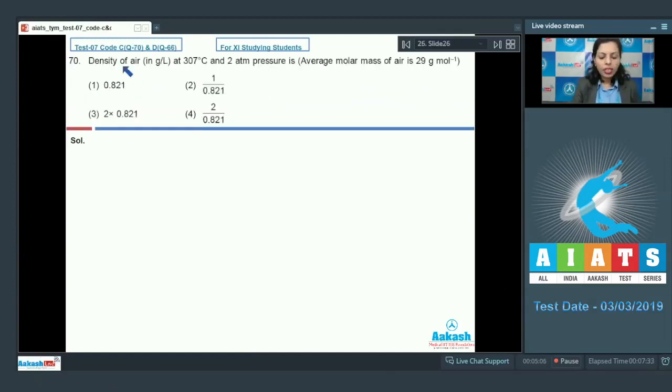Question number 70. Density of air, in gram per liter, at 307 degrees Celsius and 2 atmospheric pressure is. We need to just find out the density of air. Average molar mass of the air is 29 gram per mole. What is the relation between the density and the molar mass, temperature and pressure? That is PM by RT, which we derive from the ideal gas equation. PV is nRT. On the basis of this we have derived this relation. D is PM by RT. Let's place the values here.